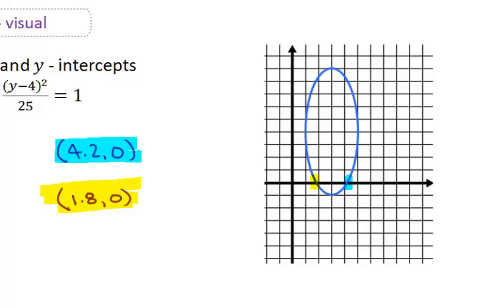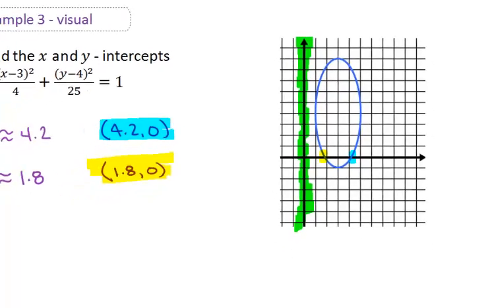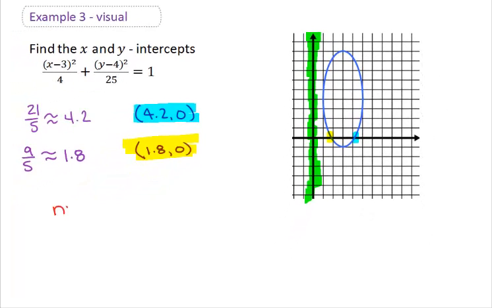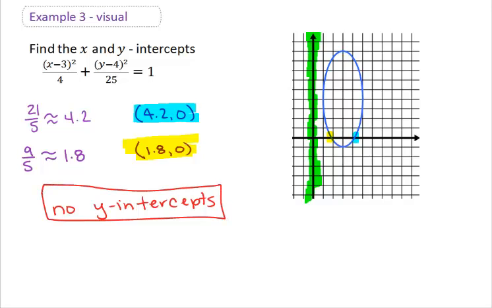Notice on our y-axis here, that blue oval or that blue ellipse never intercepts that y-axis. So that is why we came up with no y-intercepts, or that is why we came up with i, or imaginary numbers, as answers when we were looking for y-intercepts. So this is the visual to go with the last problem. Our two x-intercepts and no y-intercepts that go with it.